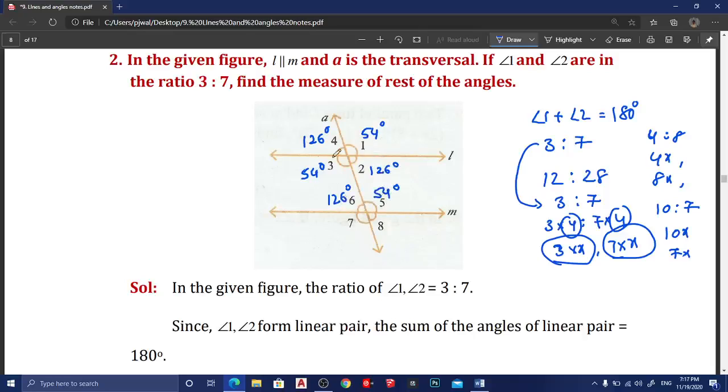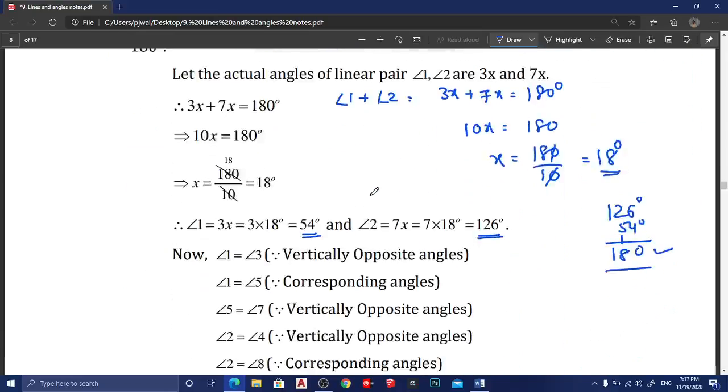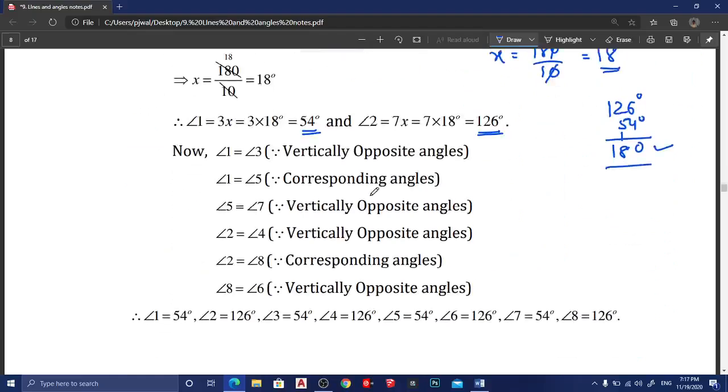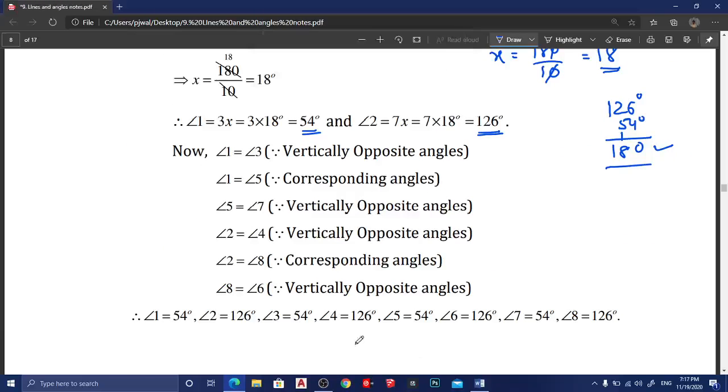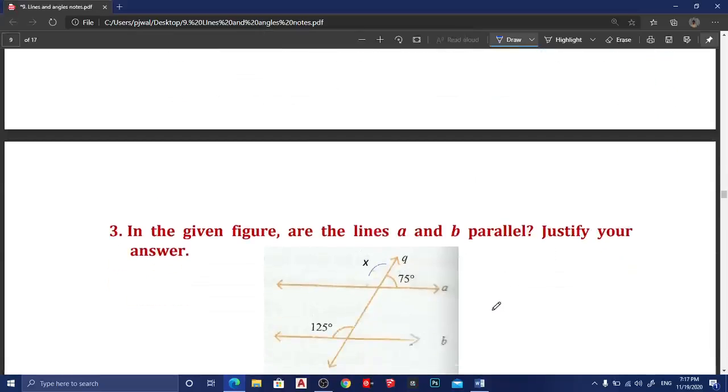Now again, by using the same property as in the previous one, which is vertically opposite angles, this is also 126, and this is 54 degrees. So now you have all the angles just by seeing the figure. You can write the reasons, and you have to write the steps like this. Like this you have to write all the steps. So now this is the total list of angles here. We are going to the third one.